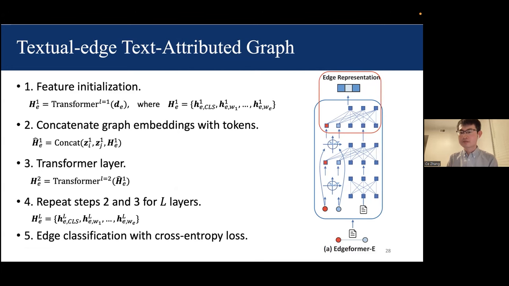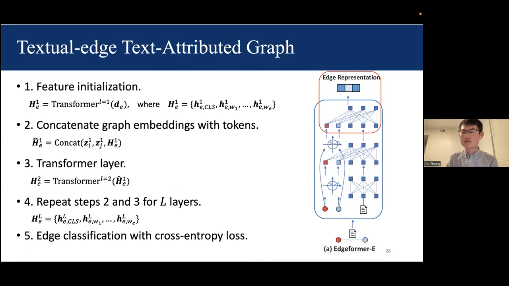For example, if this text document is an email between two people, the email may belong to either normal email or spam email. So we want to classify if the current email is spam. There are two categories, and we want to use the embedding to classify this edge of email. Similarly, if this document is a review between user and product, then we want to classify this review into one rating, or two rating, three rating, four rating, or five rating. So it's a five-way classification.